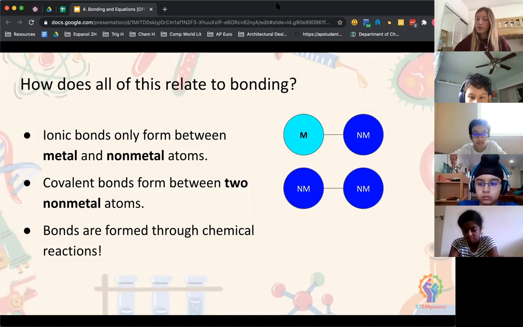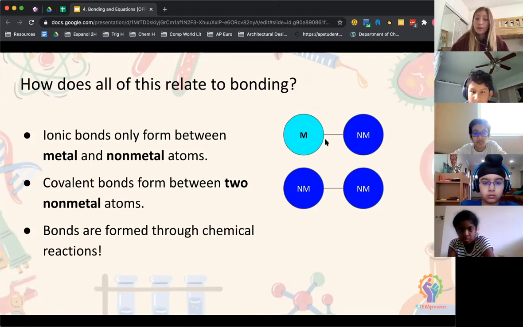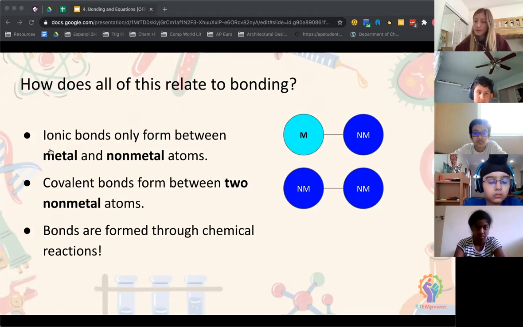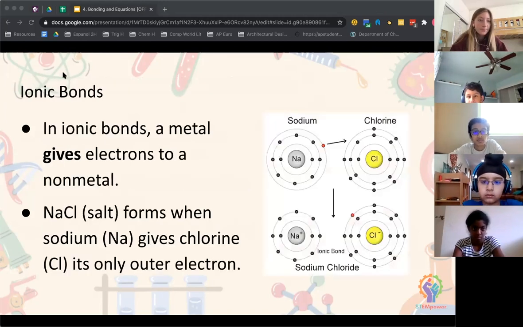You won't see like iron and cobalt. They just won't go together when it's just them. So again, ionic is metal and nonmetal, and then covalent is 2 nonmetals. And again, these bonds are formed through chemical reactions. So any questions before we start talking a little bit more specifically about ionic and covalent bonds? All right, doesn't look like there's any questions.